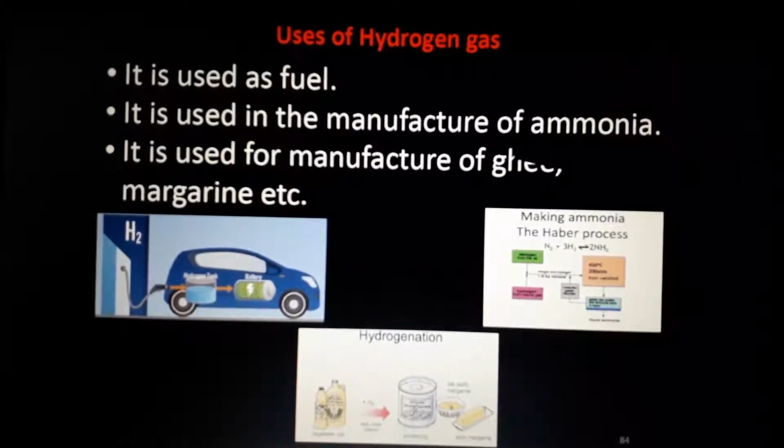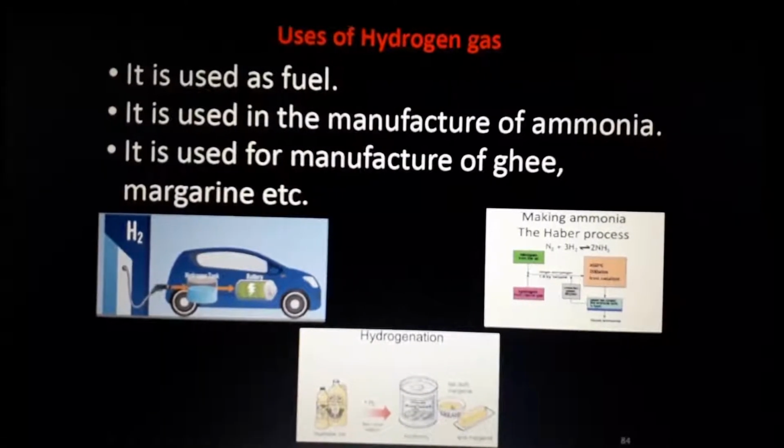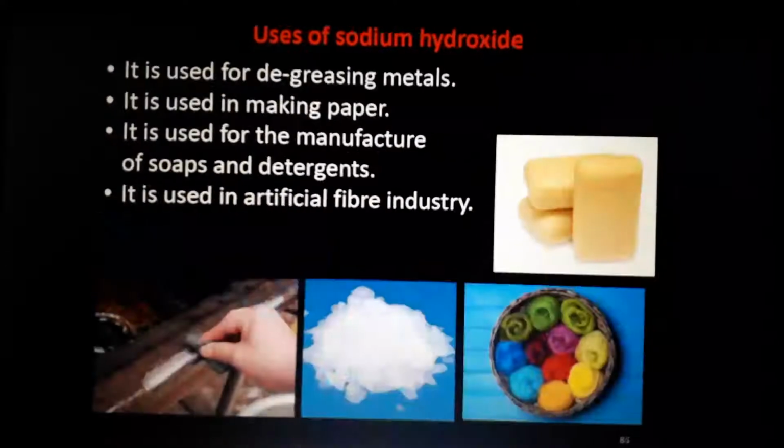Manufacture of ghee, leave it. It is not used for ghee. It is used in the manufacture of margarine. Okay, hydrogen gas when passed through oil will become margarine. Okay, those are the uses of hydrogen gas.